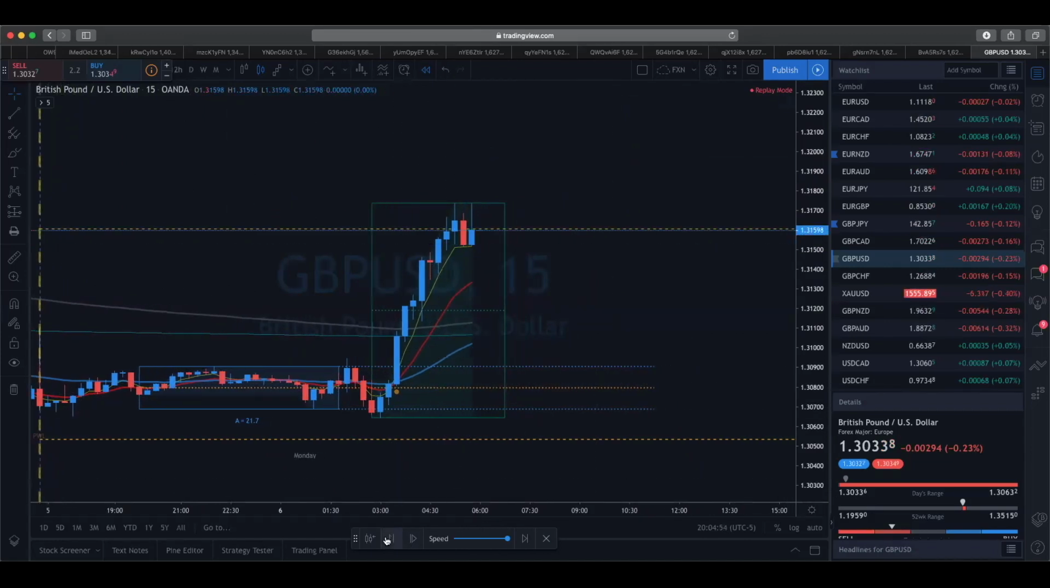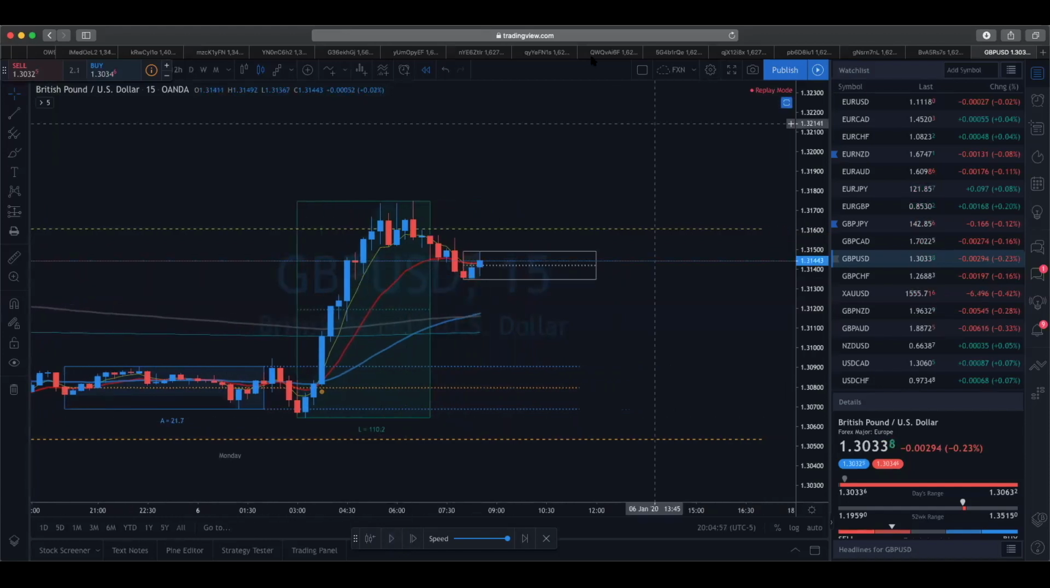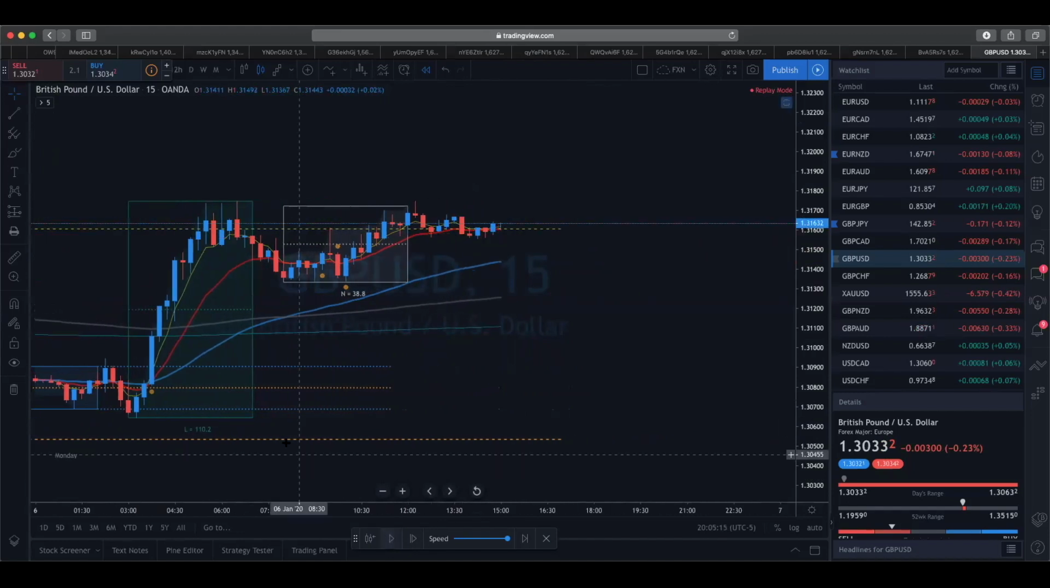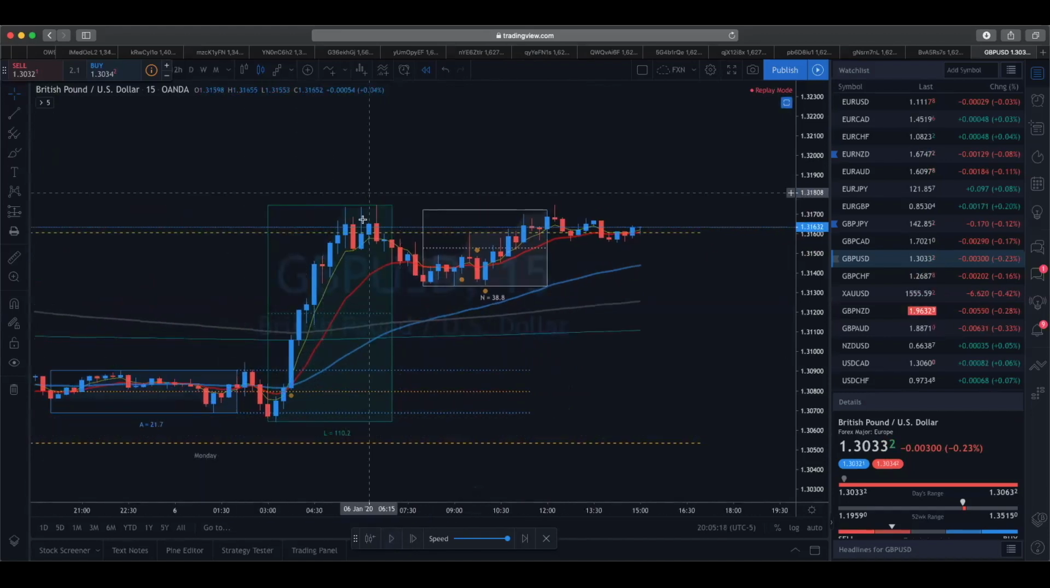Now this particular, looking at 110 pip London range just on Sunday, Monday. All right, so as you go along here, you see that because you had such a big range on Sunday, Monday, essentially you don't get anything pretty much during the US session, right? So the average ADR for pound USD, I believe, is 108 pips.